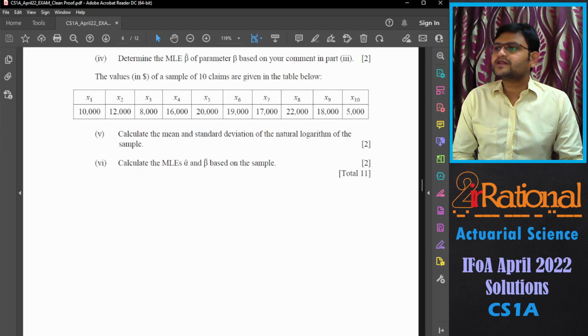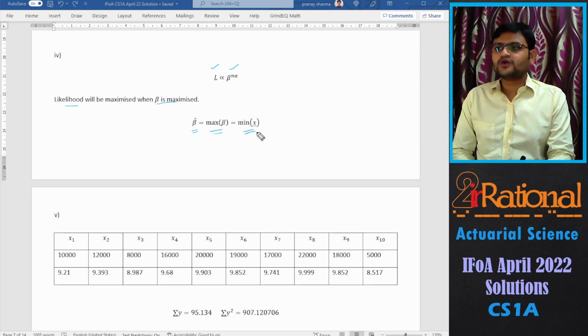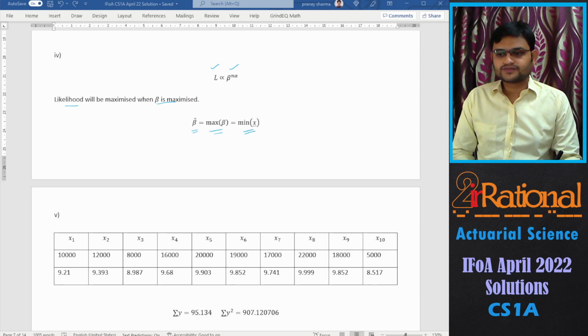Fourth part, determine the MLE beta hat of the parameter beta based on your comment in part 3. As the likelihood is directly proportional to beta, we'll say the likelihood will be maximized when beta is maximized. So therefore beta hat would be the max of beta, that would be the minimum value of the sample of X.